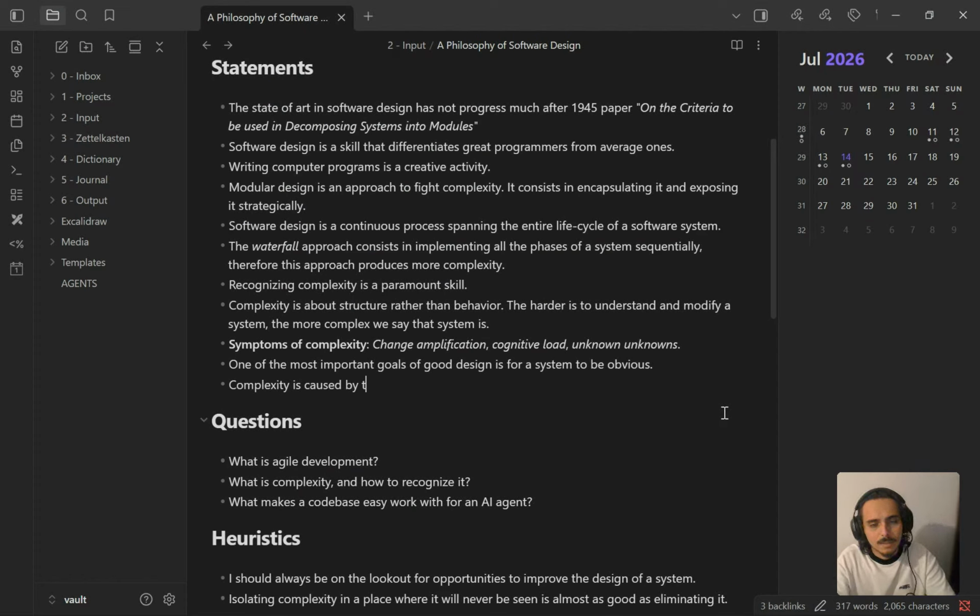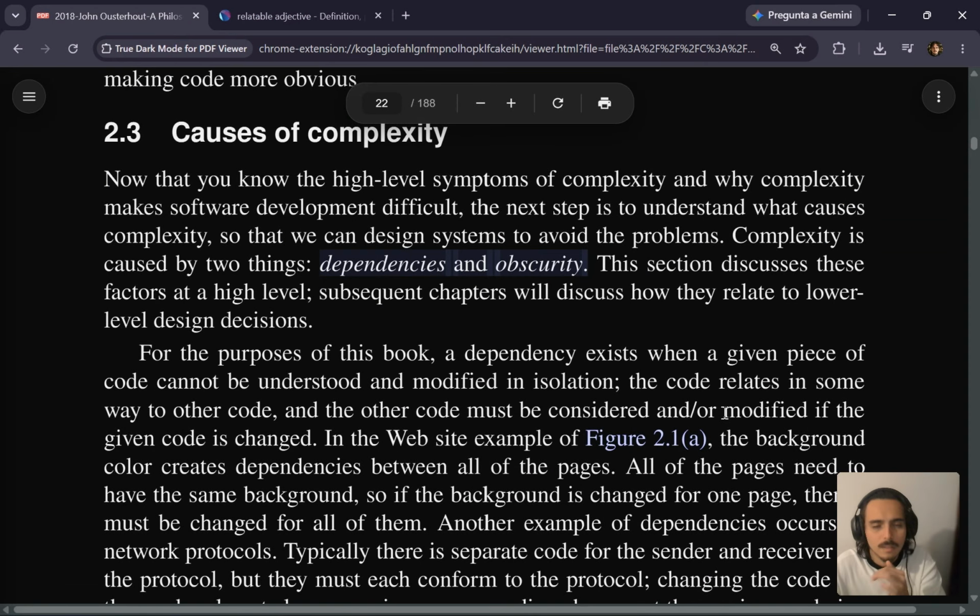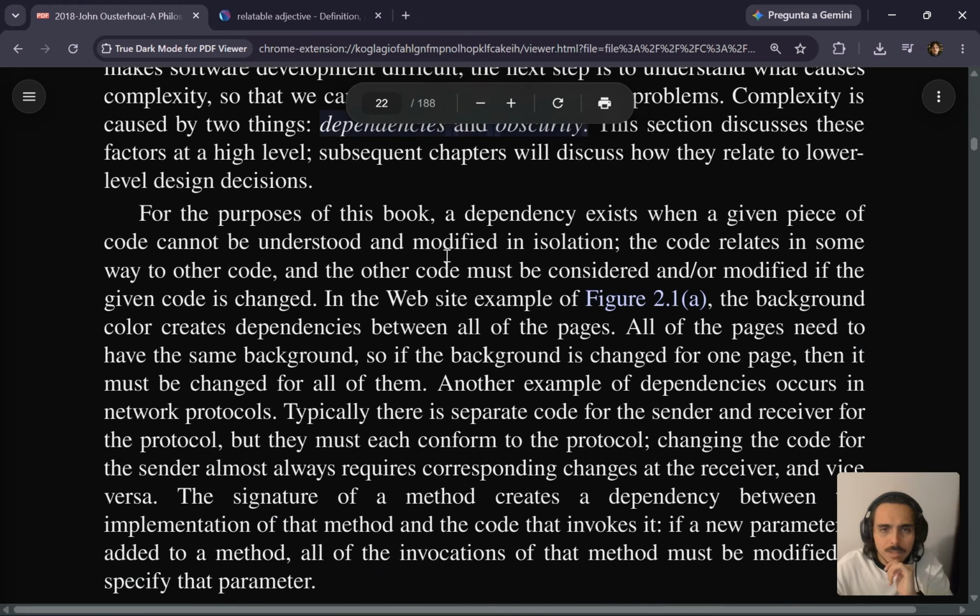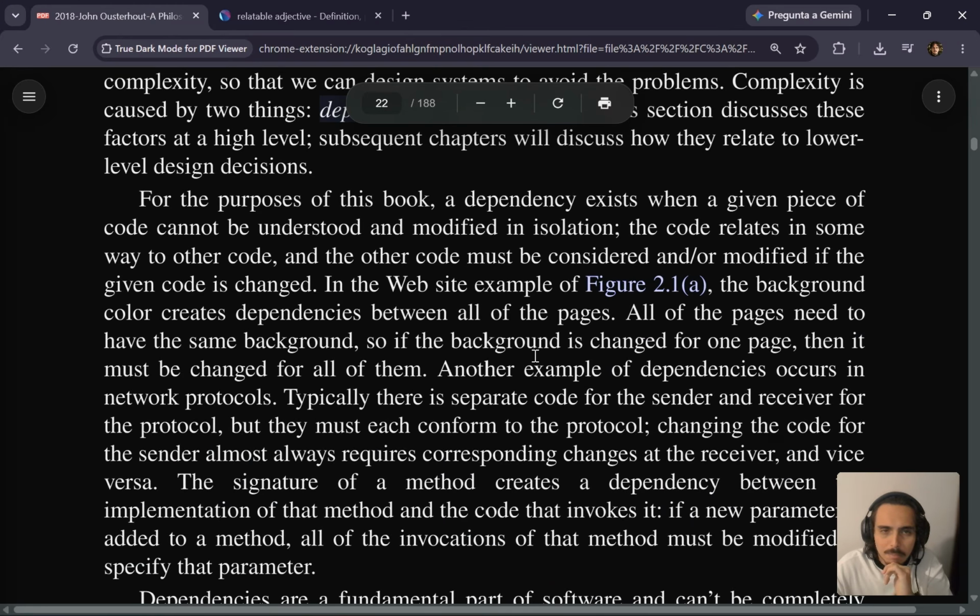Complexity is caused by two things: dependencies and obscurity. So what does this mean? For the purposes of this book, a dependency exists when a given piece of code cannot be understood and modified in isolation. The code relates in some way to other code, and the other code must be considered and or modified if the given code is changed.